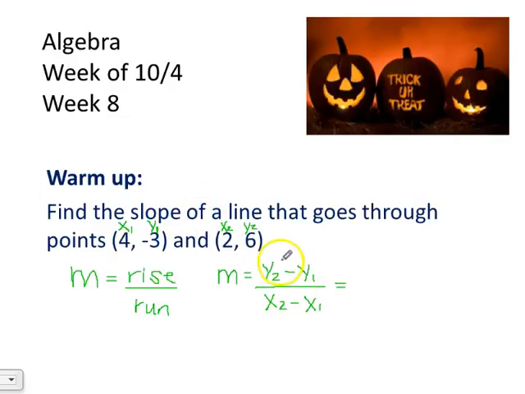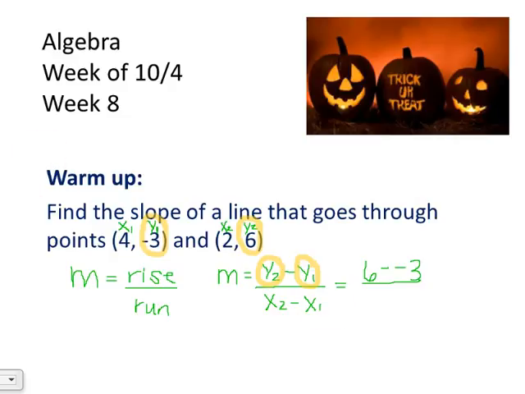So we first start by taking our second y coordinate minus the first y coordinate. So we're going to have 6 minus -3. Yes, we do have a double negative because we're subtracting a negative number.